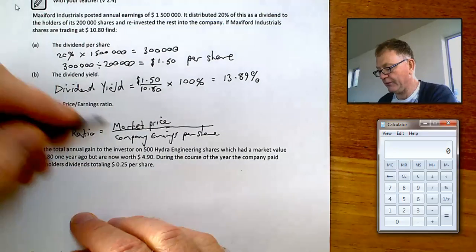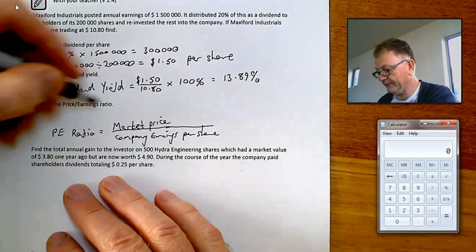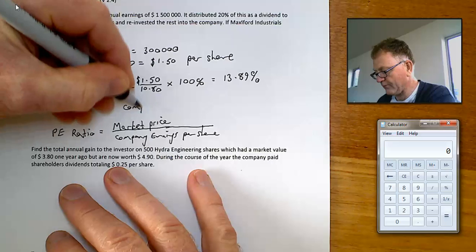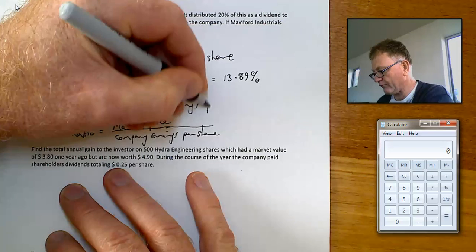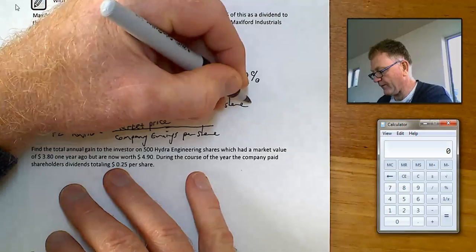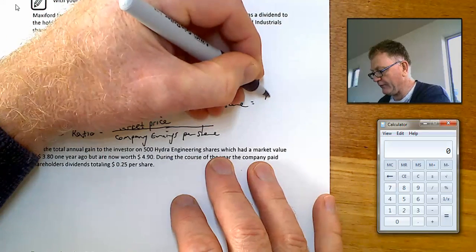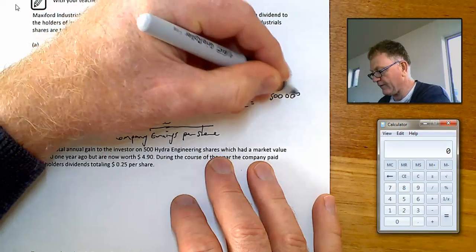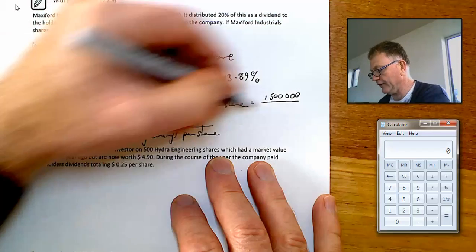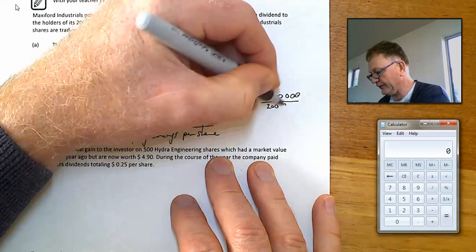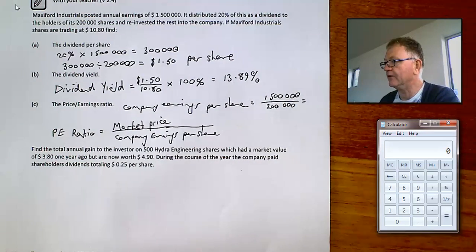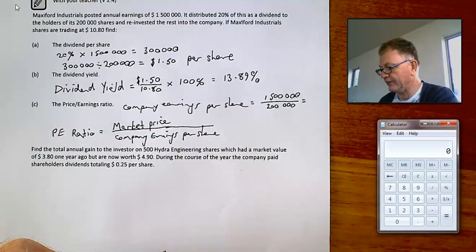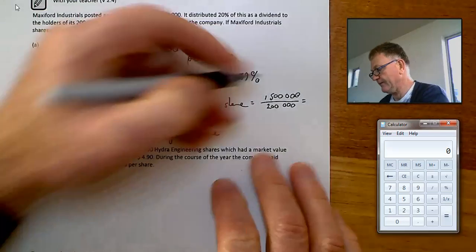So before we start, we might just work out what this is, by dividing that 1.5 million amongst all the shareholders, 200,000 shareholders. And if you do that on your calculator, you'll see that there's $7.50 per share.